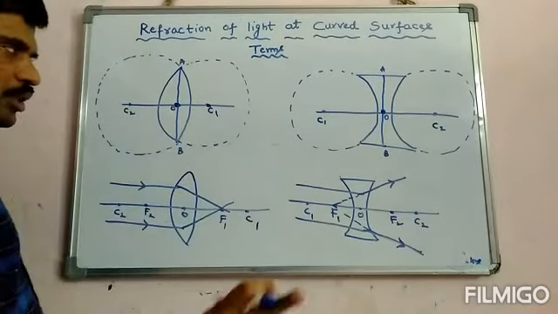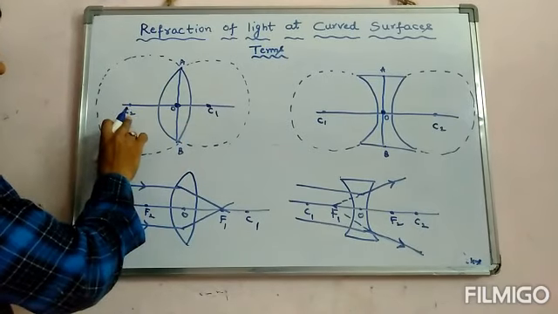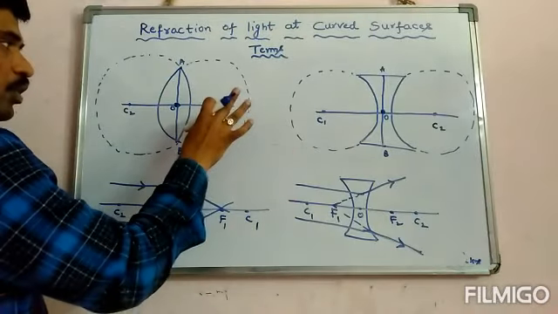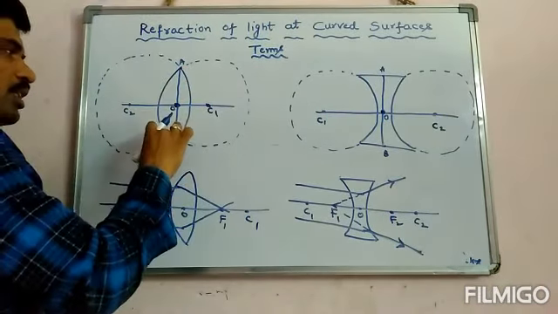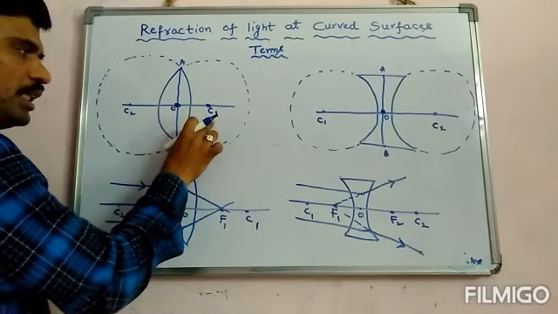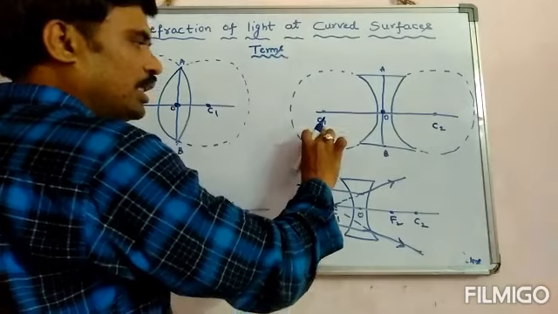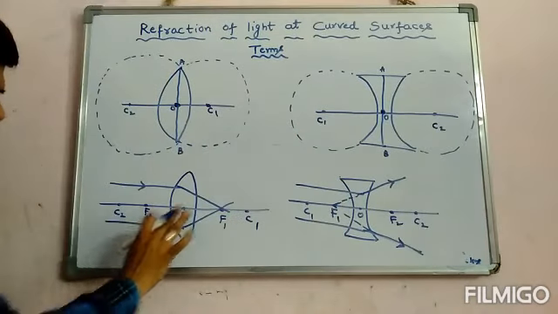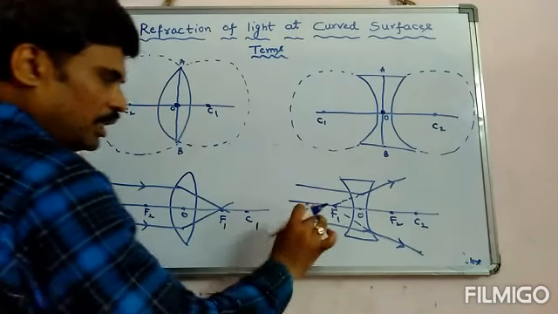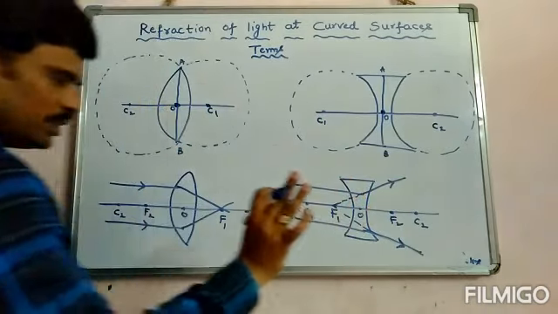Only one thing you remember, students, carefully. Here I called as C1 and here I called as C2, but here I called C1 and C2. The reason is, what is the reason? The first curved surface center is called first center of curvature, hence I called here it as C1. Here you can see this is the first curved surface, so here I called it as C1. So due to this reason, convex lens will have two center of curvatures, two focuses, and here also you can see for concave lens two center of curvatures, two focuses, right?